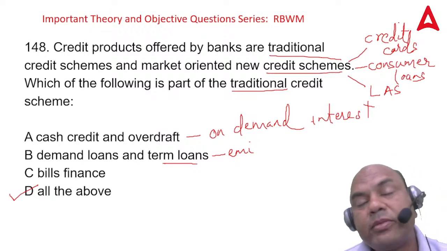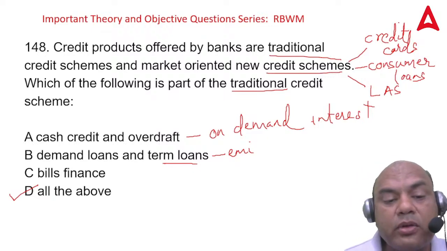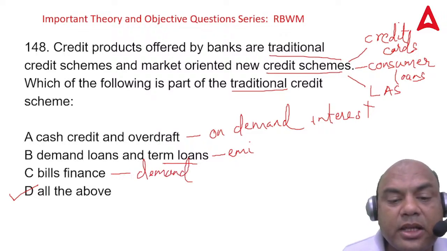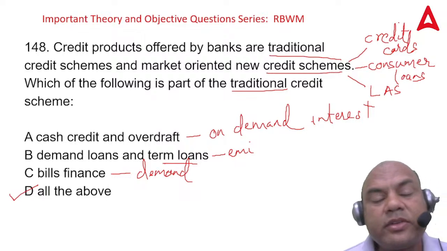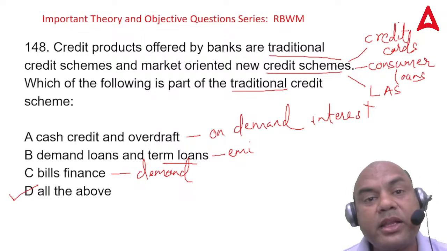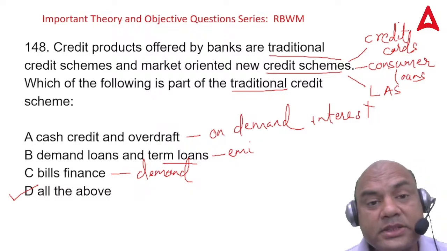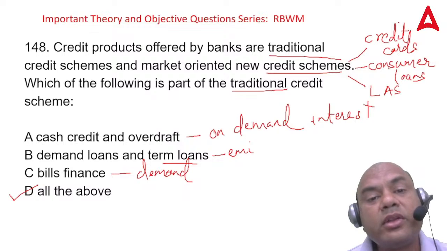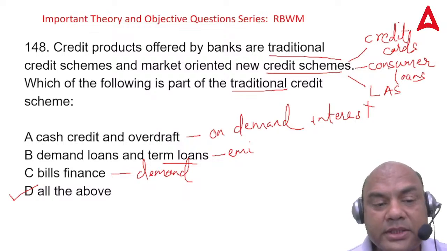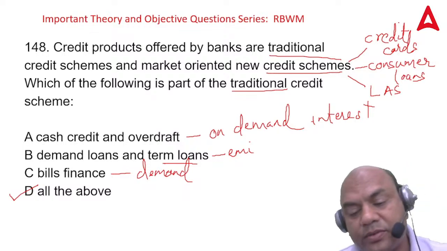Bill finance. Bill finance is also an on-demand loan. Demand loan you can call it. This is similar to CCOD. This is given for the customers who are having the additional demand for loan. Suppose Reliance comes to you. Reliance will be having CC, term loan, even OD and bill finance. So the answer is all of the above.